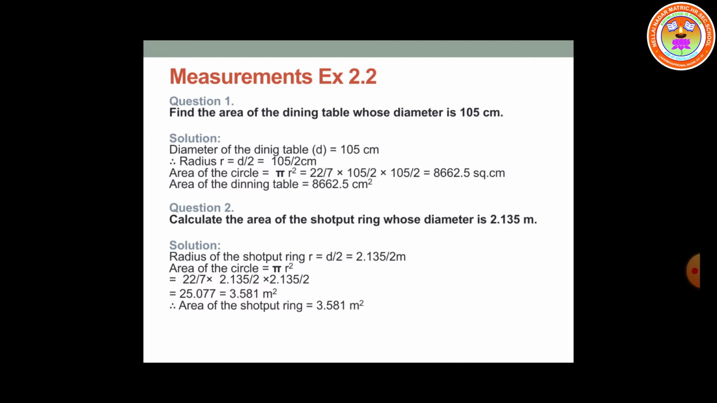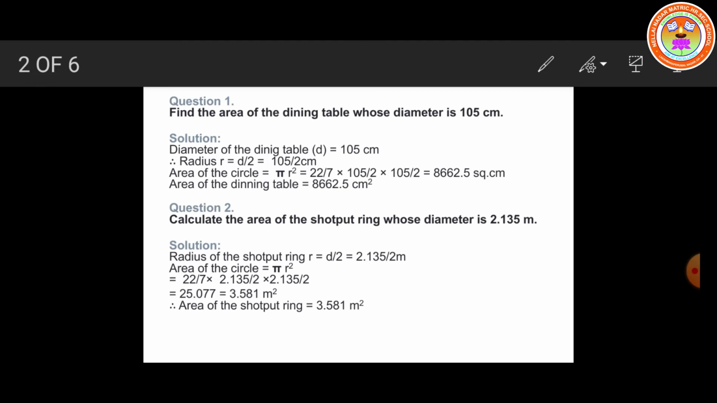Instead of pi, you have to put 22 by 7, into r square. r is equal to 105 by 2, so we write 22 by 7 into 105 by 2 into 105 by 2. How do you find that one?